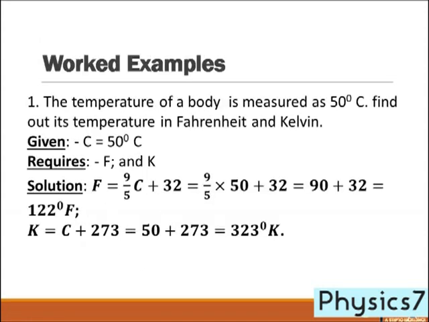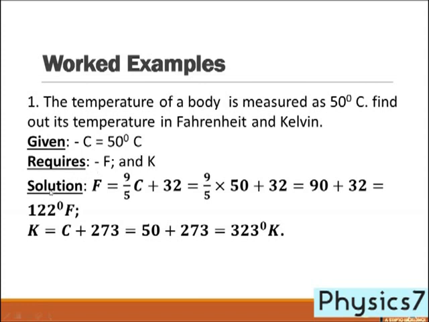So let's have a look at the first worked example. The temperature of a body is measured as 50 degrees Celsius. Find out the temperature of the body in Fahrenheit and Kelvin. So let's go through this one together. You're given that the temperature in degrees Celsius is 50 degrees Celsius, and you're required to find F, the temperature in Fahrenheit, and K, the temperature in Kelvin.